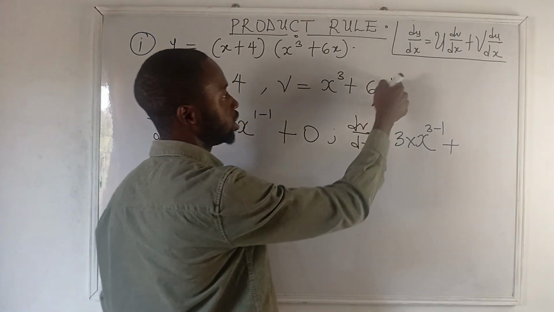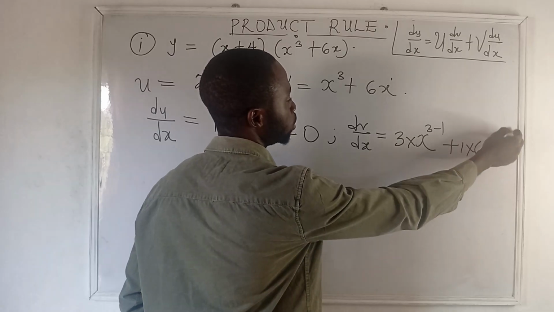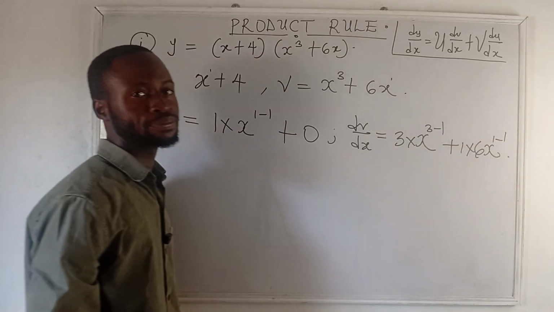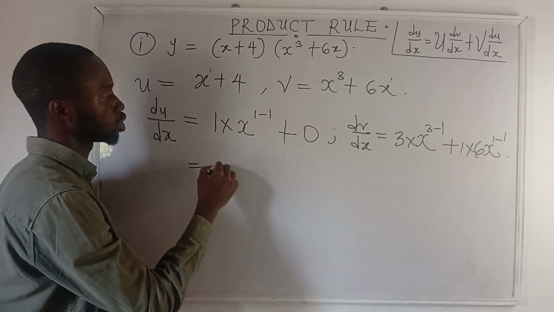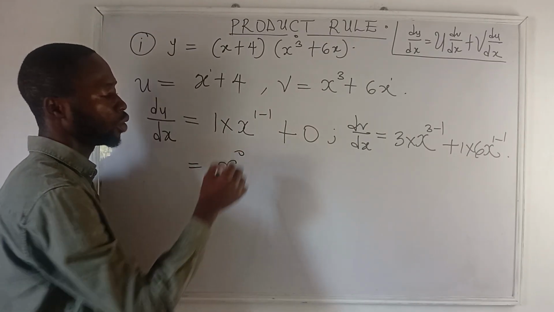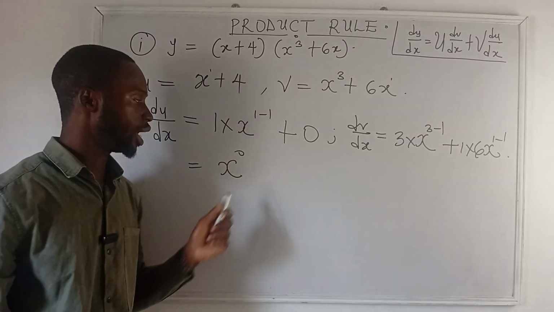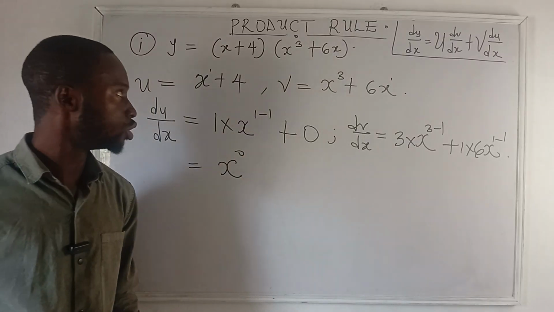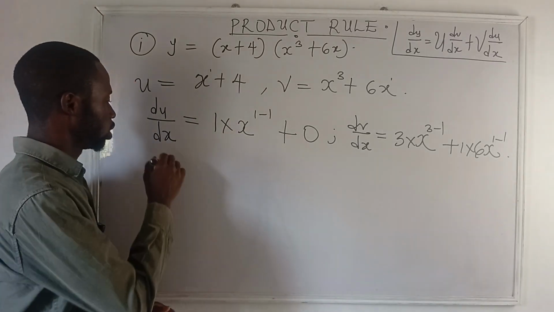What would I have? 1 is here, then 1 times 6. We have 1 times 6, then we subtract 1 from the power. We have 1 minus 1. So let's write out our answer. What we are going to have here is x raised to the power of 0, right? Because 1 minus 1 is 0, and x raised to the power 0 is 1. So we can conclude that du dx is 1.